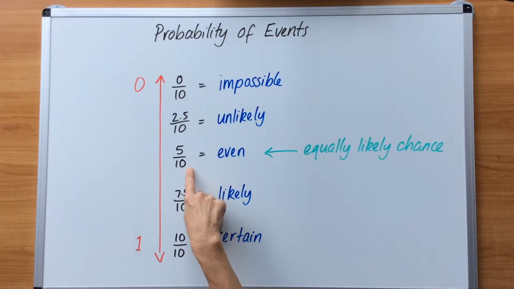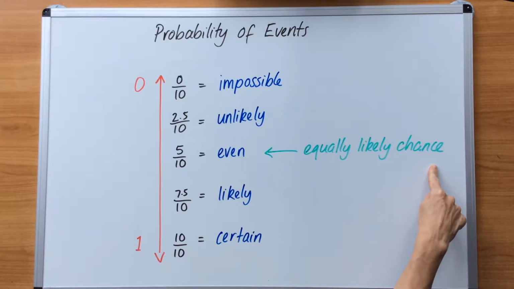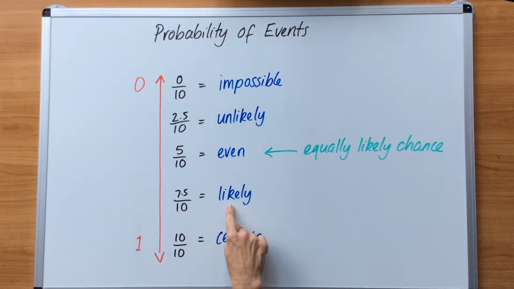A 5 out of 10 chance is half. It's even. It's a 50-50 chance, and it's also an equally likely chance. It's kind of like flipping a coin, heads or tails. A 7.5 out of 10 chance is likely to happen. The number is quite large on top. It's not a 10 out of 10, so it may not happen, but there's a really good chance it will, so it's likely. And the 10 out of 10 is certain. 100% it is going to happen. So events like you'll have a birthday each year, that's certain. So yeah, 10 out of 10.